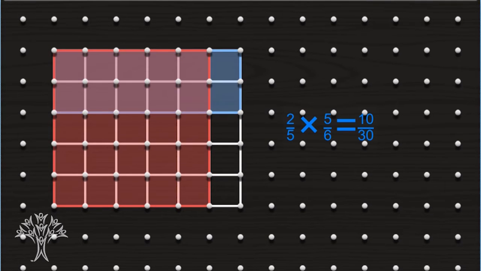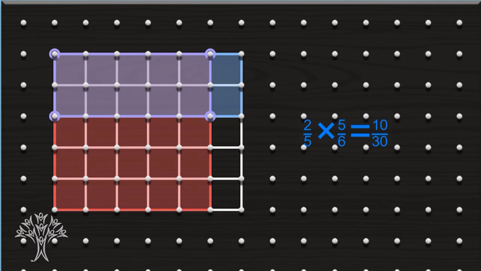We can see how the numerators create a 2x5 rectangle inside the larger 5x6 rectangle created by the denominators. We can also see this in our equation. 2 times 5 equals 10, and 5 times 6 equals 30. Can you simplify 10/30ths?